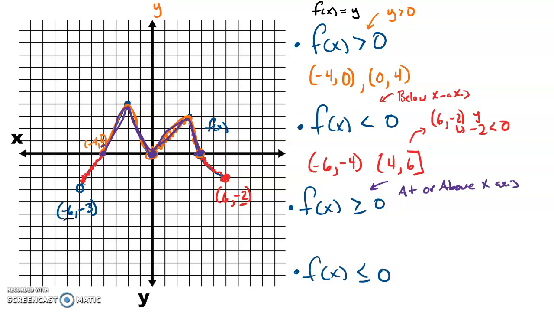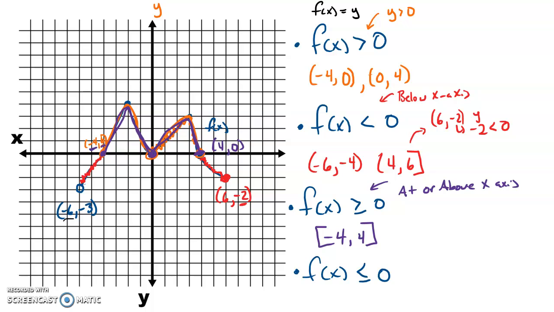So the answer to this one, it starts being at or above at -4, and it stays all the way at or above until +4. There are no breaks in this interval here. So the answer here is from -4 to 4, and since we get to include these points because the y values are 0, we can use square brackets for that.